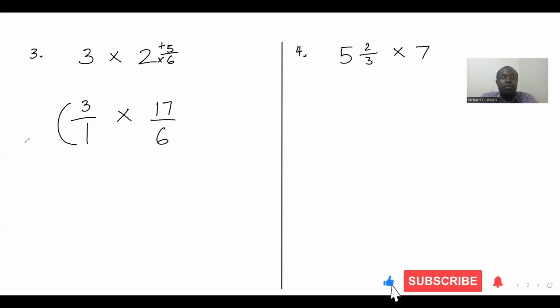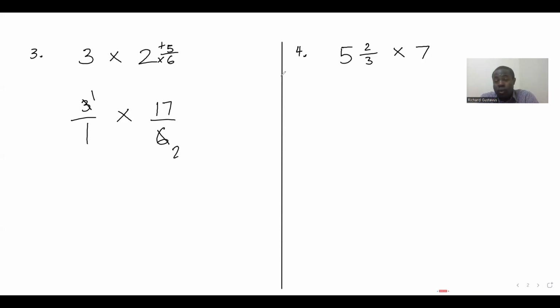3 and 1 can't be reduced. 17 and 6 can't be reduced. Then we check diagonally. 3 and 6, yes, can be reduced. We can use 3 to reduce 3 and 6. So 3 into itself goes 1 time, and 3 into 6 goes 2 times.